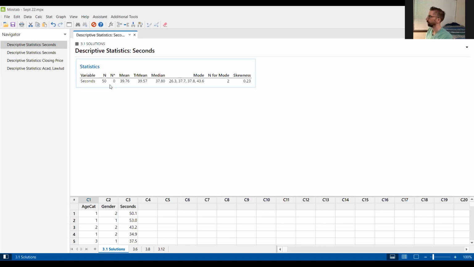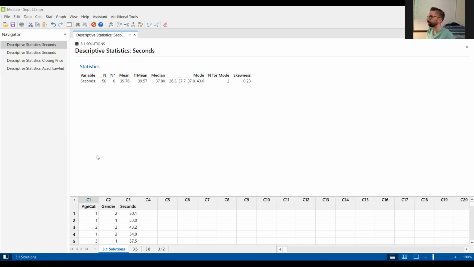By the way, in Minitab, the N represents the number of values in a data set. N star is the number of missing values. So if there were any missing values, they would show up here. Anybody have any questions about this? I think it's pretty easy.